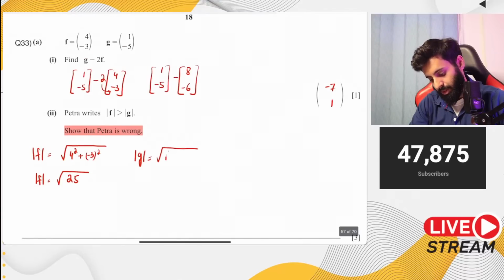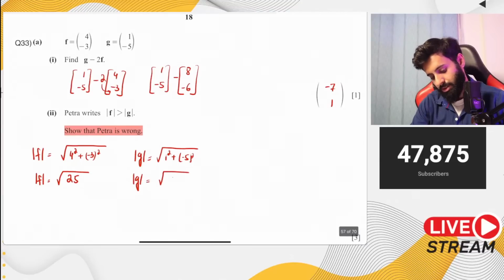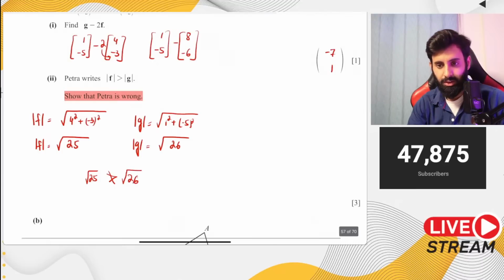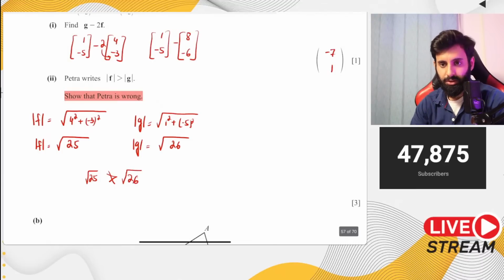squared plus minus 5 squared. So the magnitude of G turns out to be the square root of 26. So clearly root 25 is not greater than root 26. So there you go. This is how you can show that Petra is wrong.